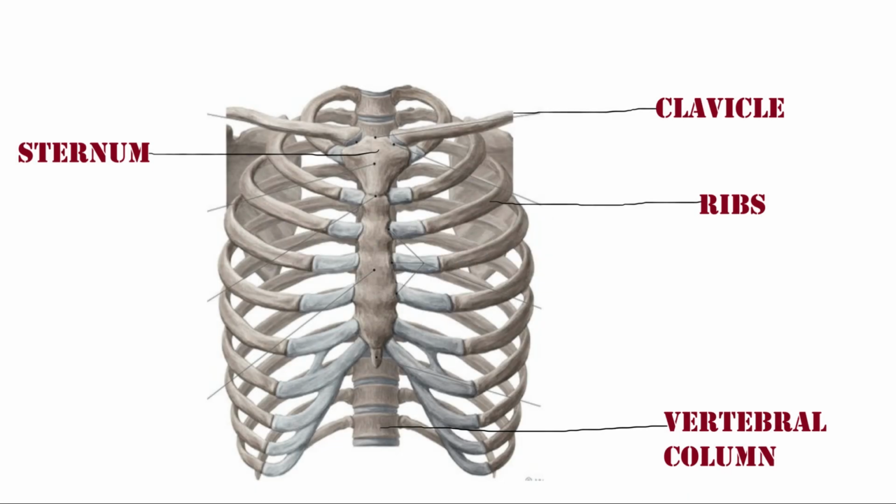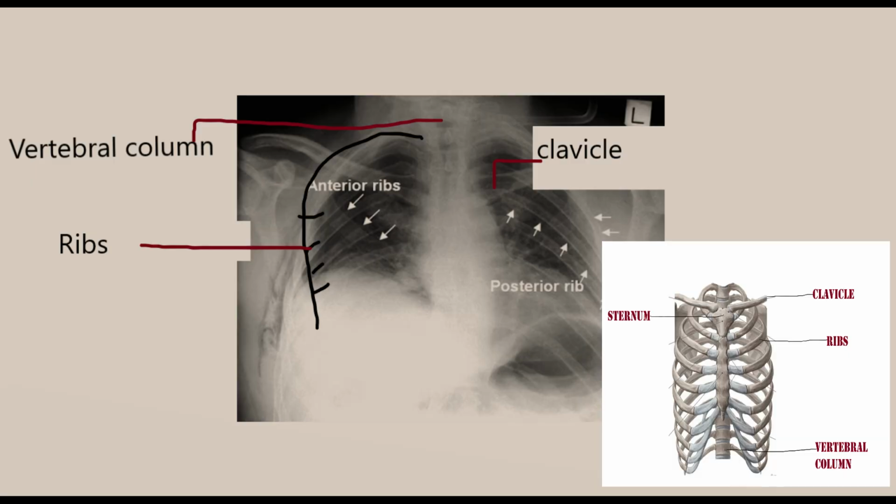B for bones. In this picture you can see ribs, clavicle, vertebral column and sternum. But you cannot see sternum on PA view because it's obscured by soft tissues. Let's see the X-ray film. Here you can see this is clavicle and these are ribs. This is posterior rib and this is anterior rib. And here vertebral body.